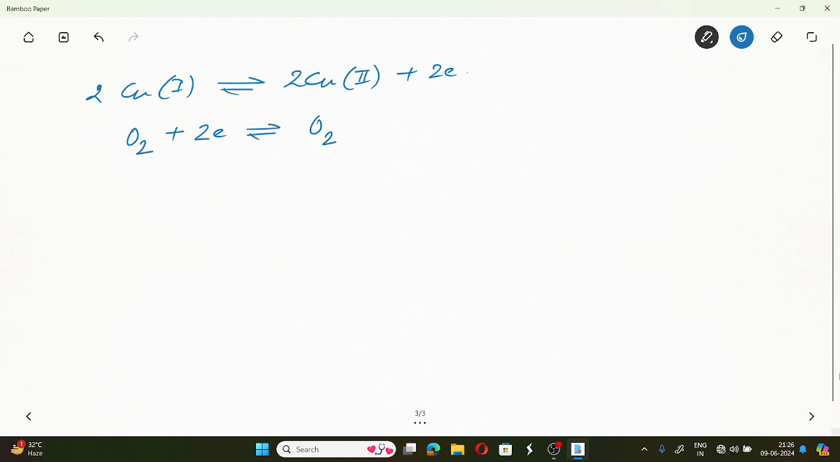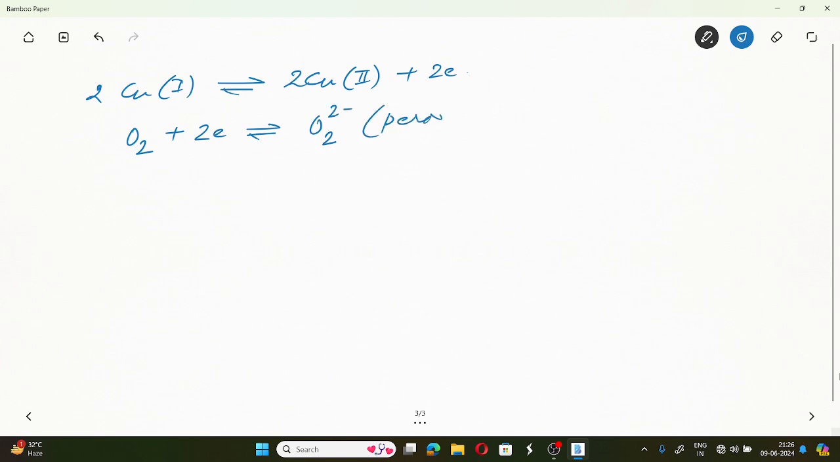Now see these copper 1 centers. There are two such copper 1 centers. Now in presence of dioxygen, what happens? These two copper centers lose electrons and are converted to copper 2. One electron is lost from each copper center. These two electrons lost from the copper centers are accepted by O2 and it is converted to peroxide.